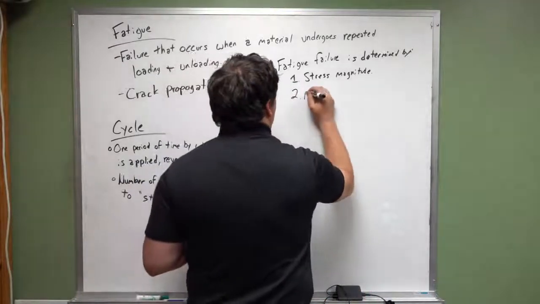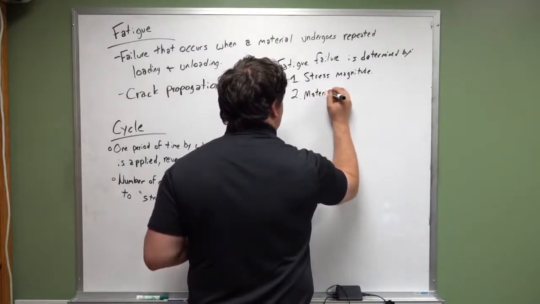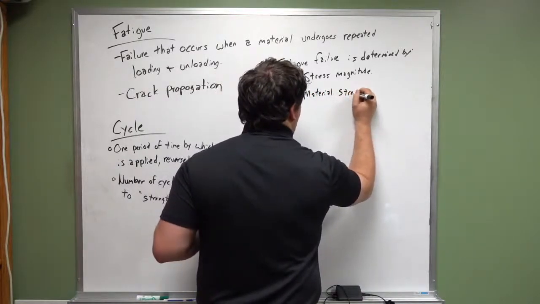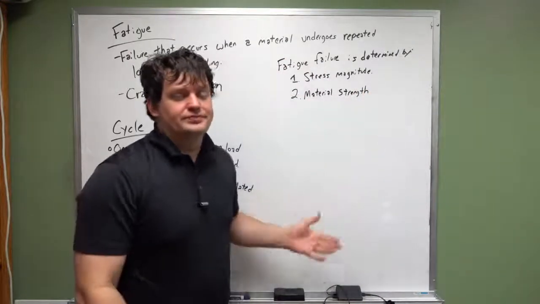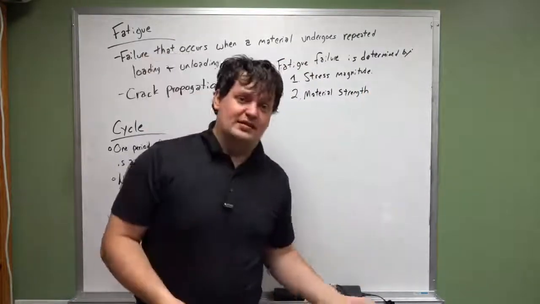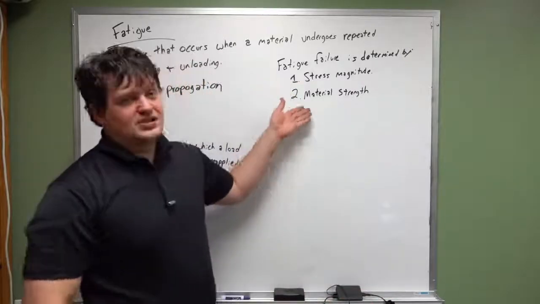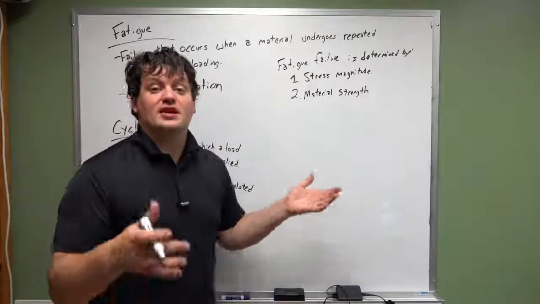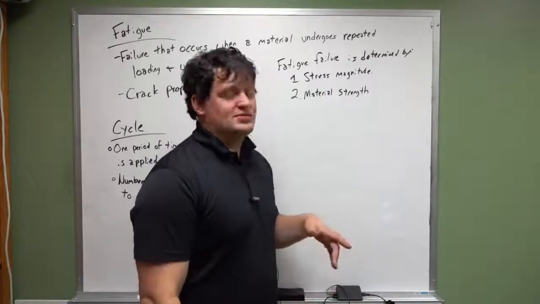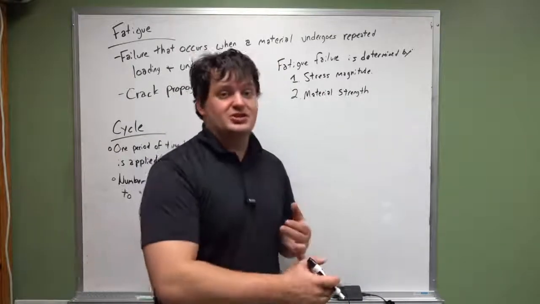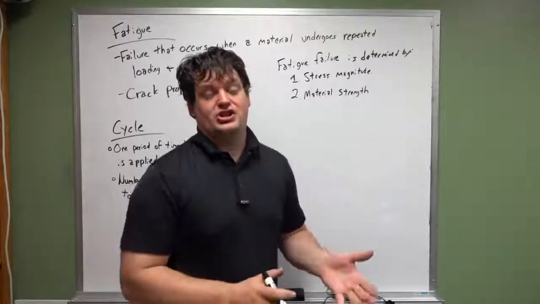Two, material strength. We know this too. This was, again, the same for static failure. The stronger the material, the less likely it is to fail. Higher stresses, higher material strengths, that was kind of how we handled it. We have a certain amount of stress in a material. We could either pick a better material or we could redesign the component to have different geometries to be able to handle it.